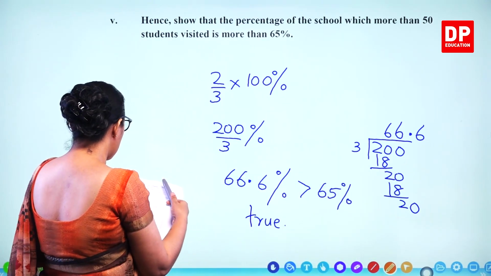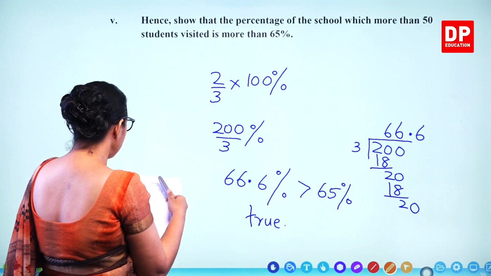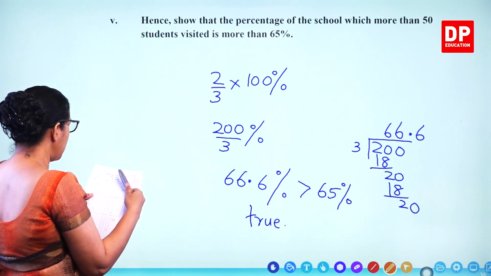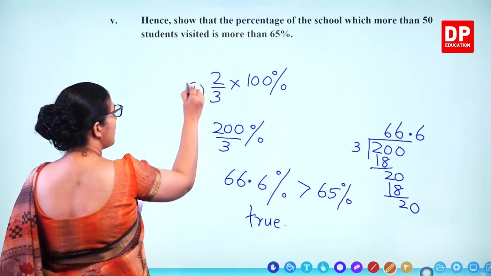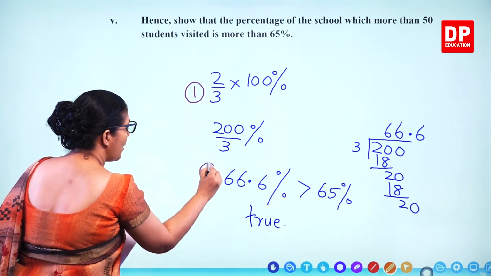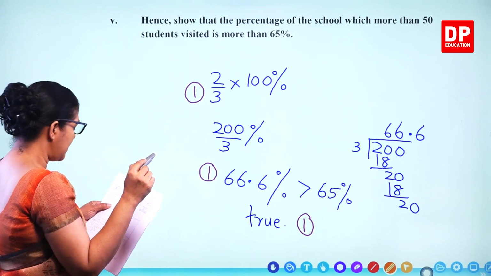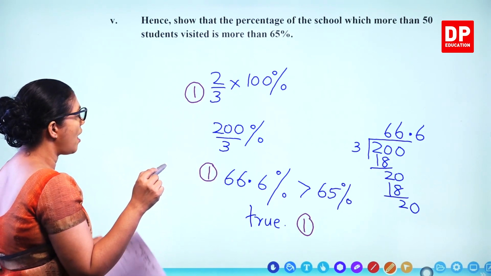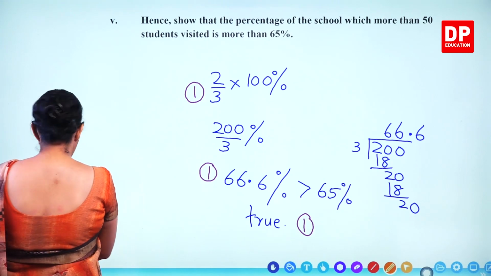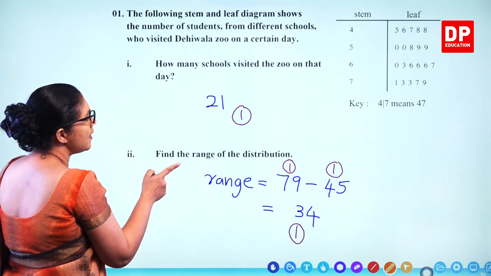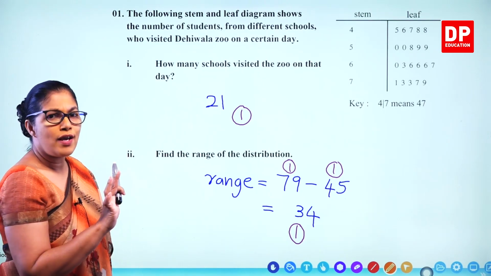So how many marks for that one? You are getting 3 marks. So finding this percentage 1 mark, getting this value 1 mark, and showing that this is greater than 65%, 1 mark. So 3, 4, 5, 6, 7, 8, 9, 10. So 10 marks for each question.